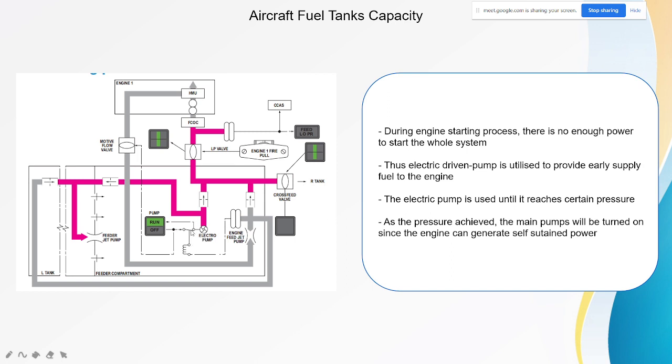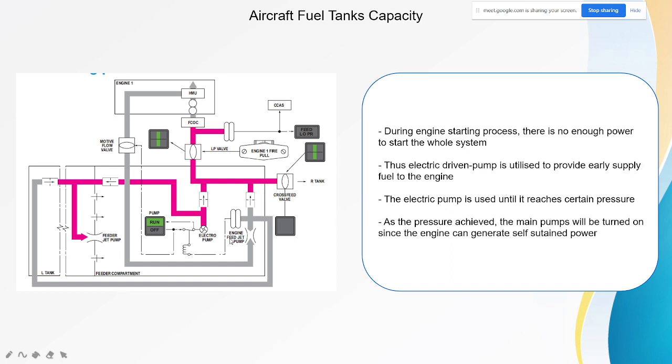When the electric pump is turned on, it will bring the fuel flow. It will provide the fuel flow towards the engine, and then some of the fuel will return through the return line here and provide flow for the feeder jet pump, and then the process will slowly and continuously progress.